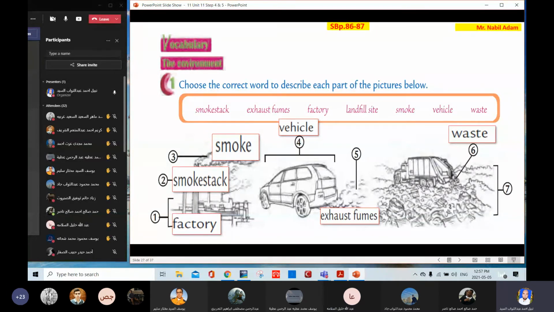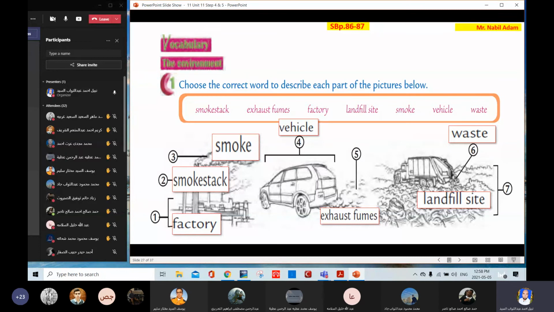Number 7. The place is called landfill site. Yes, landfill site. Very good. So we have finished describing the 3 pictures.